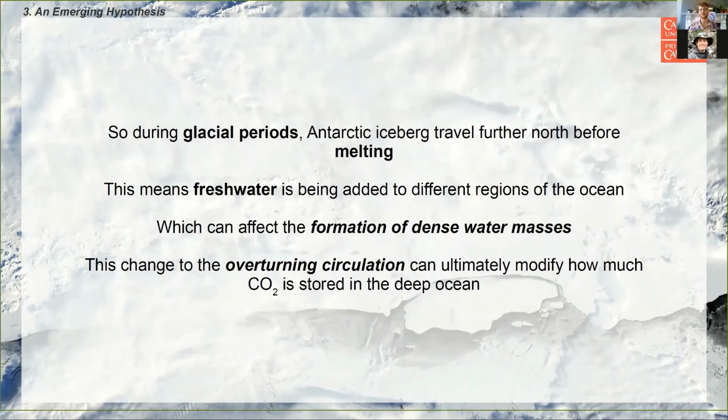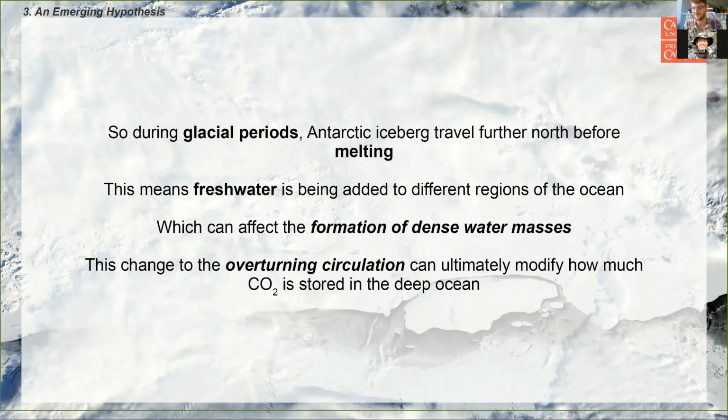It means that in glacial periods, Antarctic iceberg melt moved further to the north, which means fresh water that would otherwise be added close to the continent, where these deep water masses form, which are very good at storing CO2. Instead, the fresh water is taken away from the continent and doesn't negatively affect the buoyancy and the densification of that deep water. So ultimately, the shifting, and this is our emerging hypothesis, I should say, the shifting band of where that meltwater ends up can ultimately modify how much carbon dioxide is stored in the deep ocean.